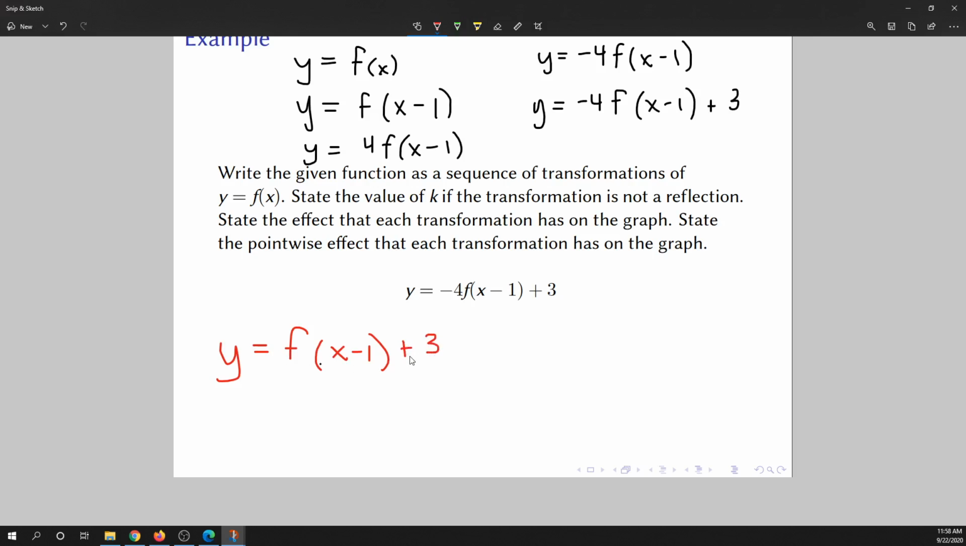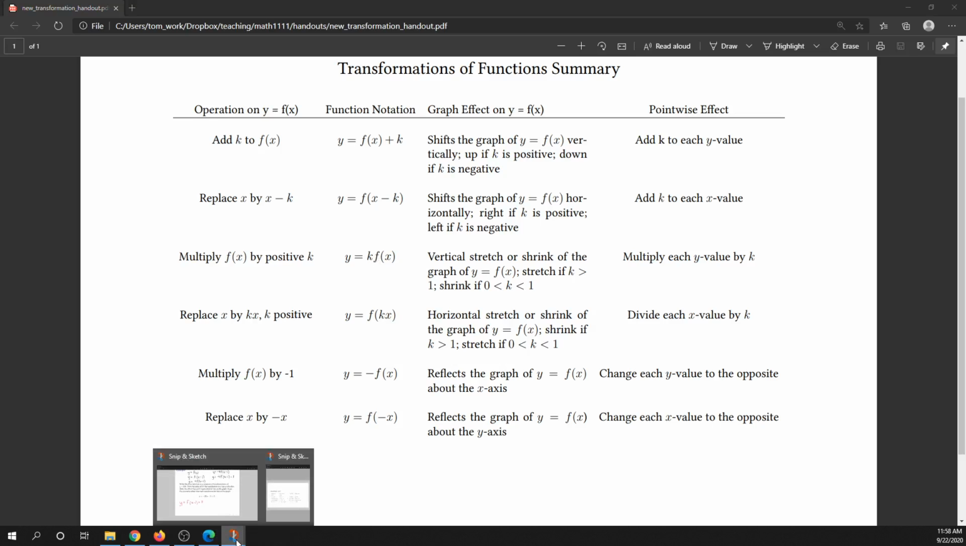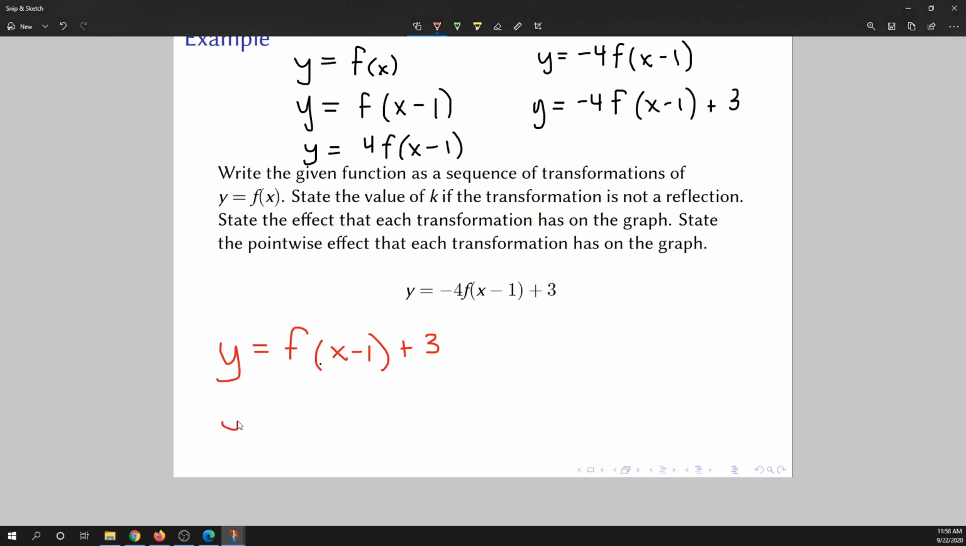Okay, so I had done the +3 and got that first, and then the next thing I would have had to do would be to do this 4, right? So if you look at this transformation right here, it's k times all of f of x, okay? So this represents the entire right-hand side. So if I multiply this entire right-hand side by 4, because that 3 is there, the entire right-hand side would have to go in parentheses like this. x minus 1 plus 3.